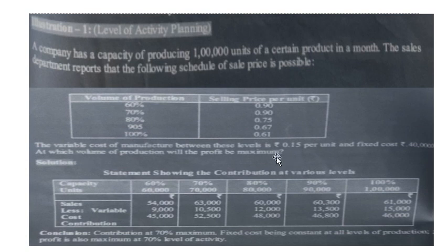At which volume of production will the profit be maximum? We will calculate and tell you at which level we get the maximum profit, and that alternative will be used for producing the units in the department. Now the solution: a statement showing the contribution at various levels. Usually in the cost sheet, sales minus variable cost gives you the contribution. As the fixed cost is fixed, based on the contribution itself, the management will make decisions.